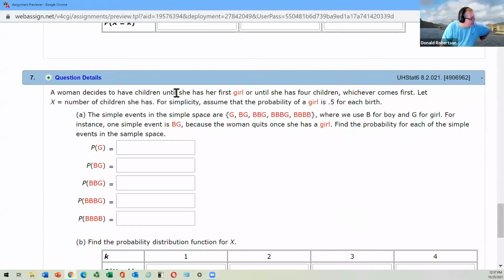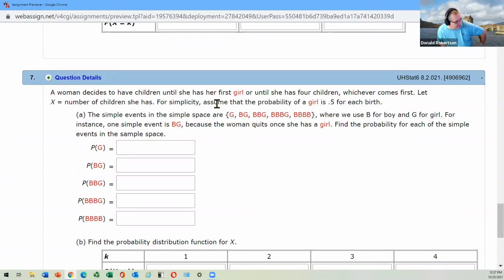A woman decides to have children until she gets her first girl. She's like my sister Morag, who never did get a girl. She gave up. And so this woman decides to have children until she has her first girl, or until she has 4 children, which is exactly what my sister Morag did. Right? She gave up on the 4th one. Well, fine.